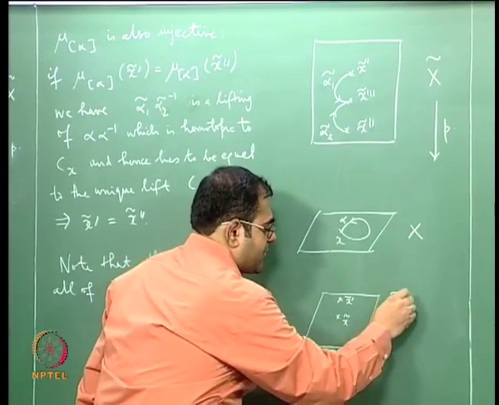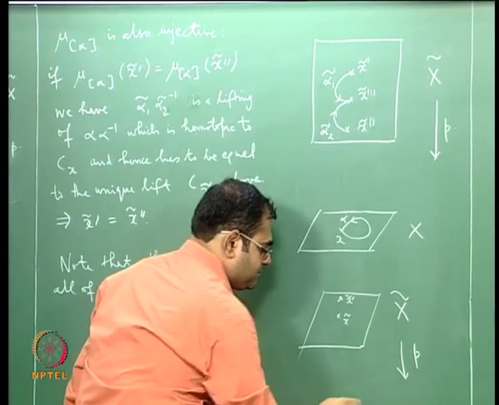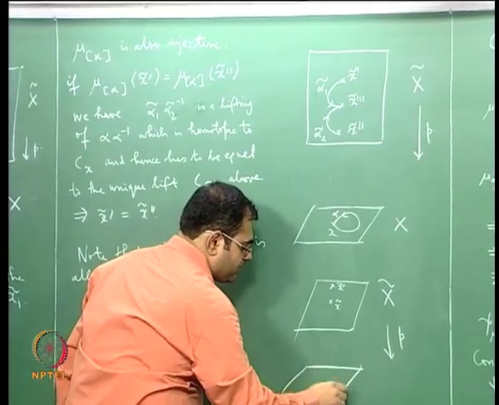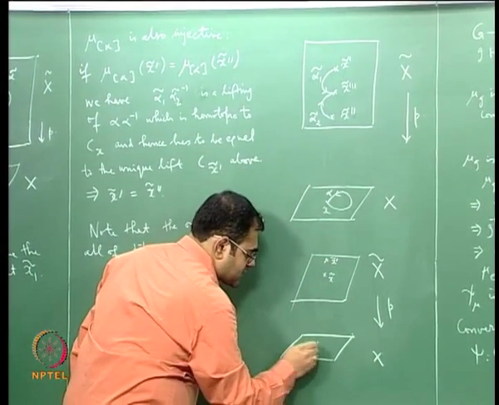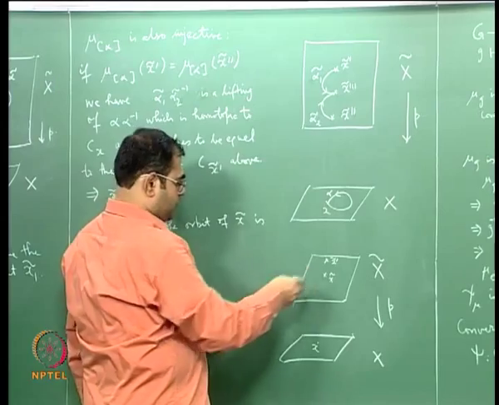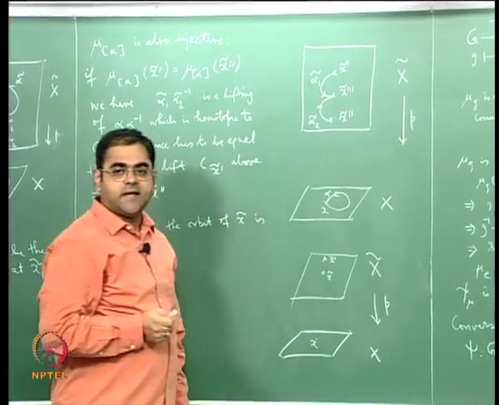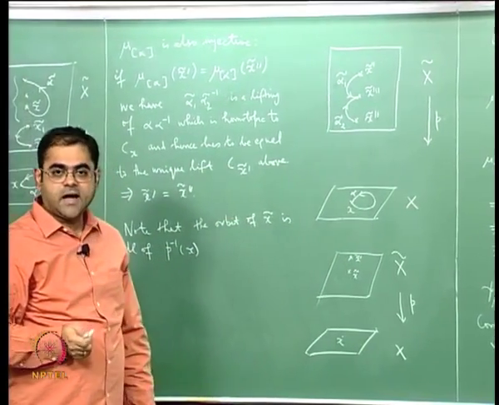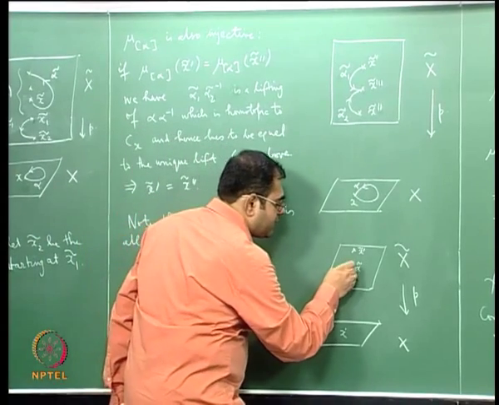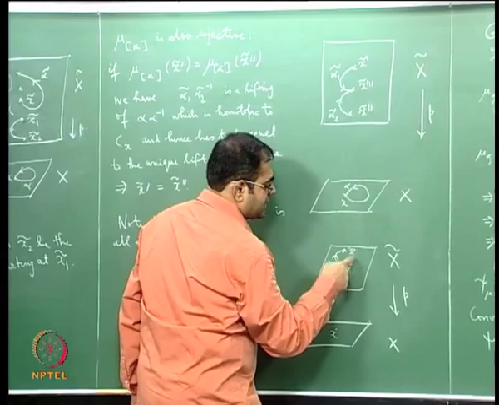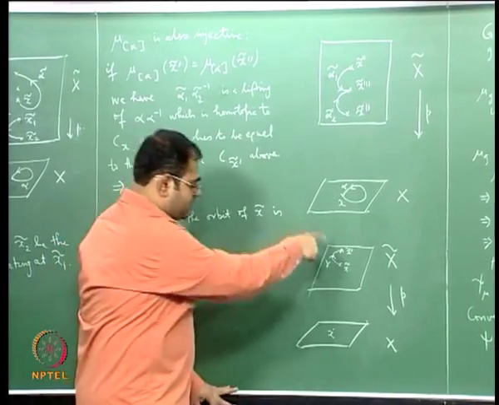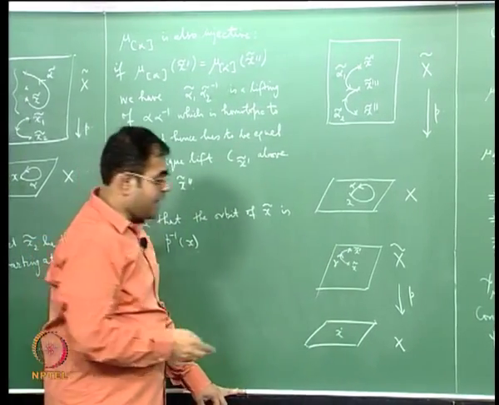This is capital X tilde, and this is the projection p onto the space below, which is X, and these are all points lying over small x, okay. Now since capital X tilde is arcwise connected, I can find a path gamma that connects x tilde and x prime tilde. Now I push that path down, I will get a loop.